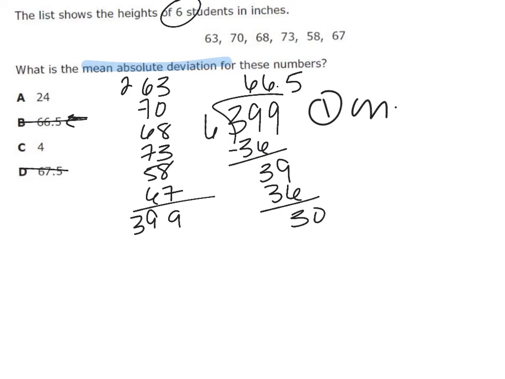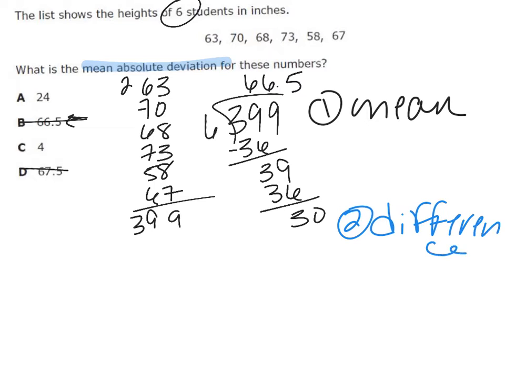1, find the mean. There, we did that. Step 2 is find the difference. So we're going to subtract the mean from each of our data points. Now I'm going to round that to 67 just to make it a little bit easier to subtract. Okay, so I'm going to do 67 minus 63. And then 70 or 67, I'll do it that way. It doesn't really matter because you just want the positive number anyway.